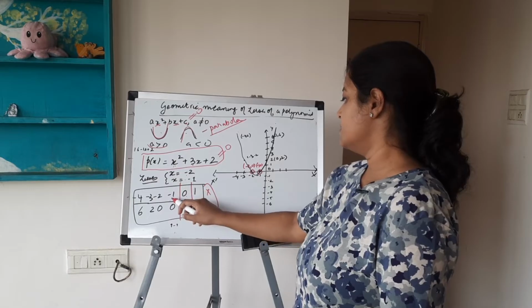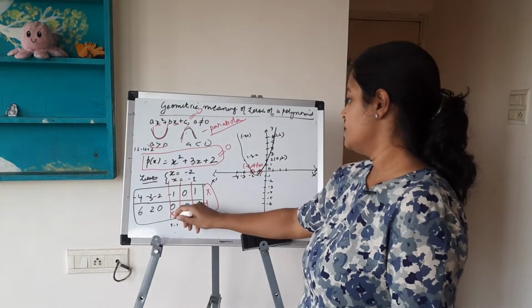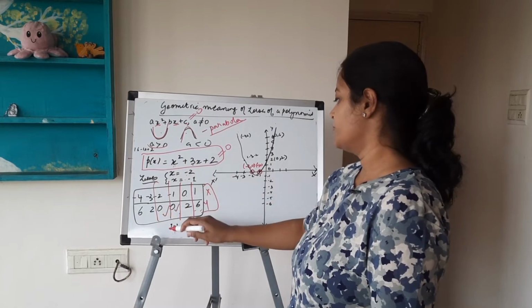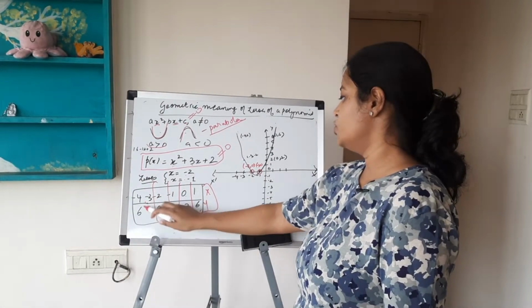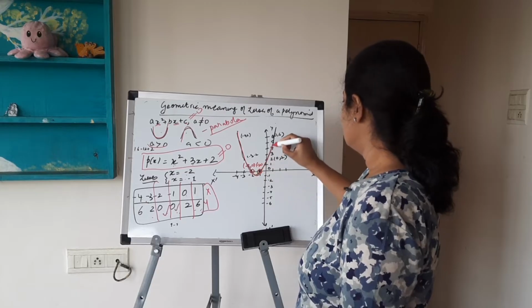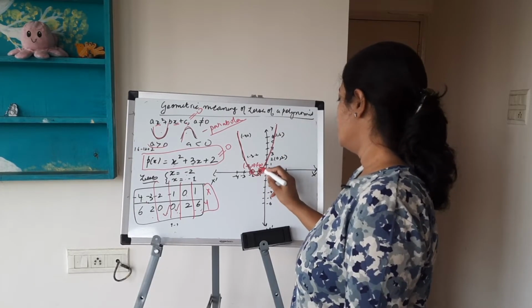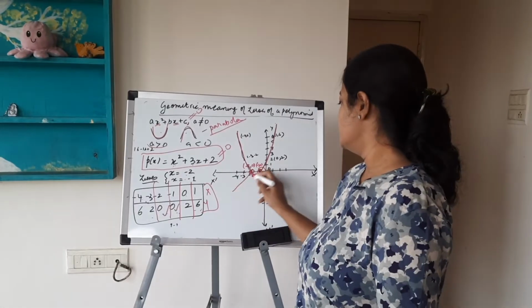When x is -1, 1 minus 3 plus 2, 0. So this is a 0. When x is -2, again 0. So these are the zeros of the polynomial. When x is -3, it's 2, and -4, 6. If we plot it, it's somewhat like a parabola here. So we see that it intersects the x-axis at 2 points, which are the zeros.